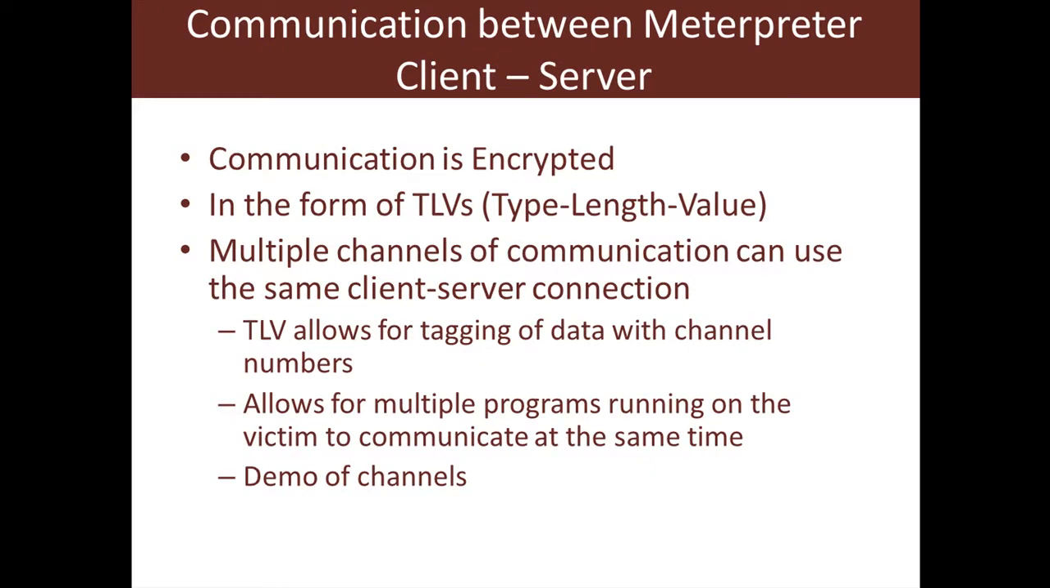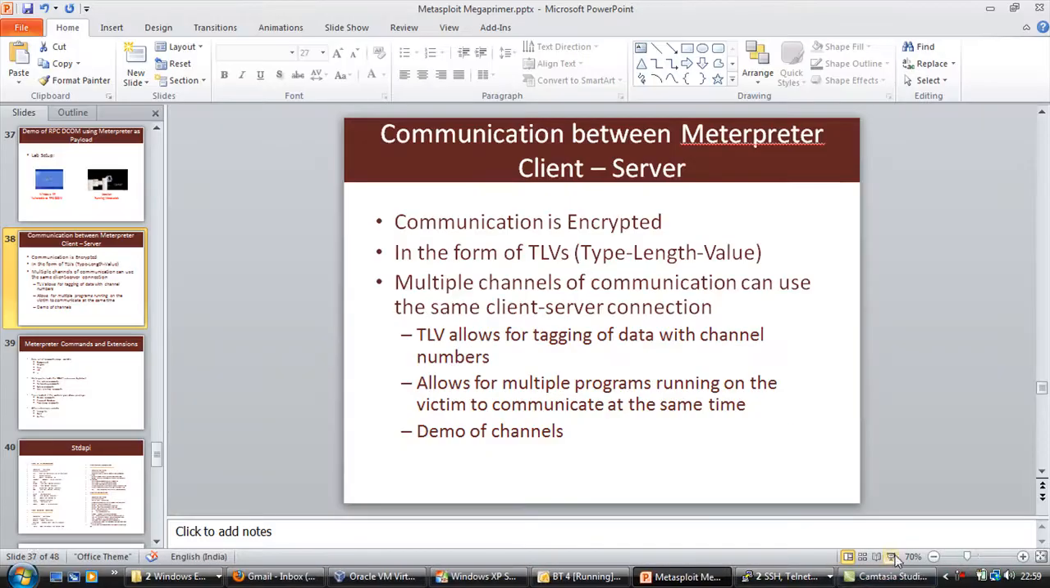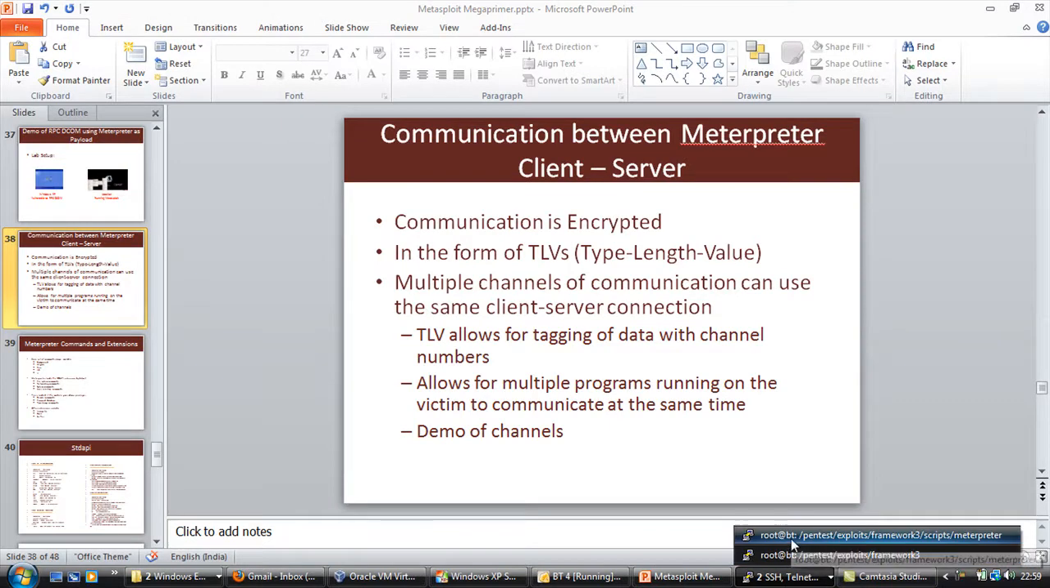So communication between the Meterpreter client server is entirely encrypted and is in the form of TLVs, which is type length value. So inside the whole encrypted communication, data is getting transferred either side using TLV packets. Also, because of this, there can be multiple channels of communication which can be used, as TLV easily allows for tagging of data with specific channel numbers. Now, what is the advantage? Well, this allows multiple programs running on the victim to communicate with the attacker at the same time. Right? So let's have a look at what we mean by this.